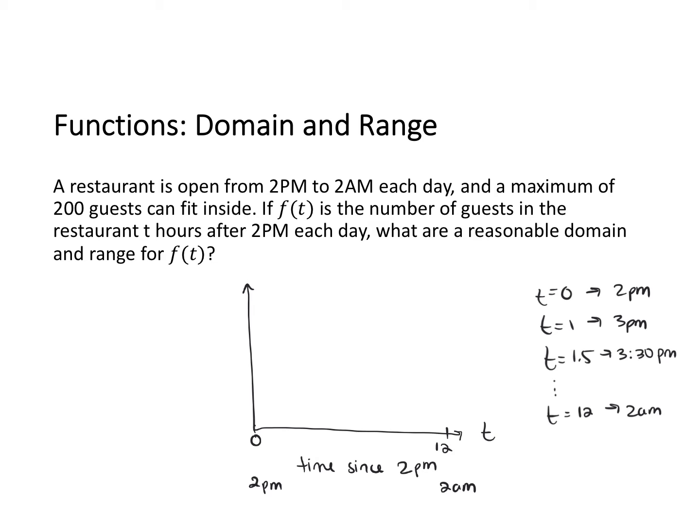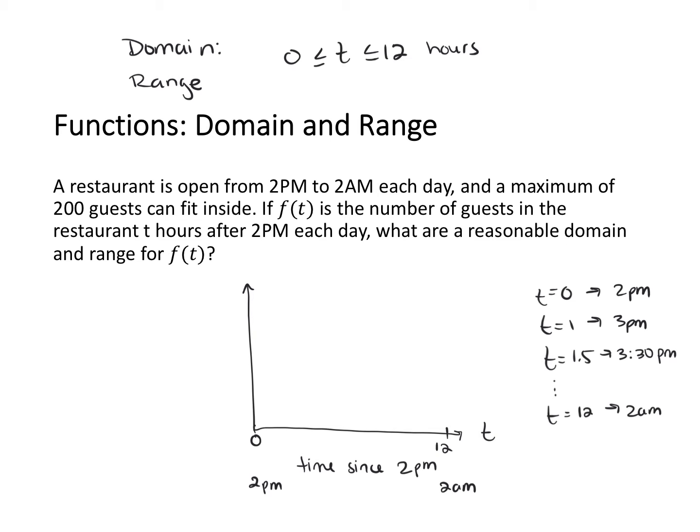So we can see here that our domain, which is our input value, goes from 0 to 12, and that's what would make sense for this problem. So here, we can write the domain as t values between 0 and 12 hours. Okay, now let's talk about the range.